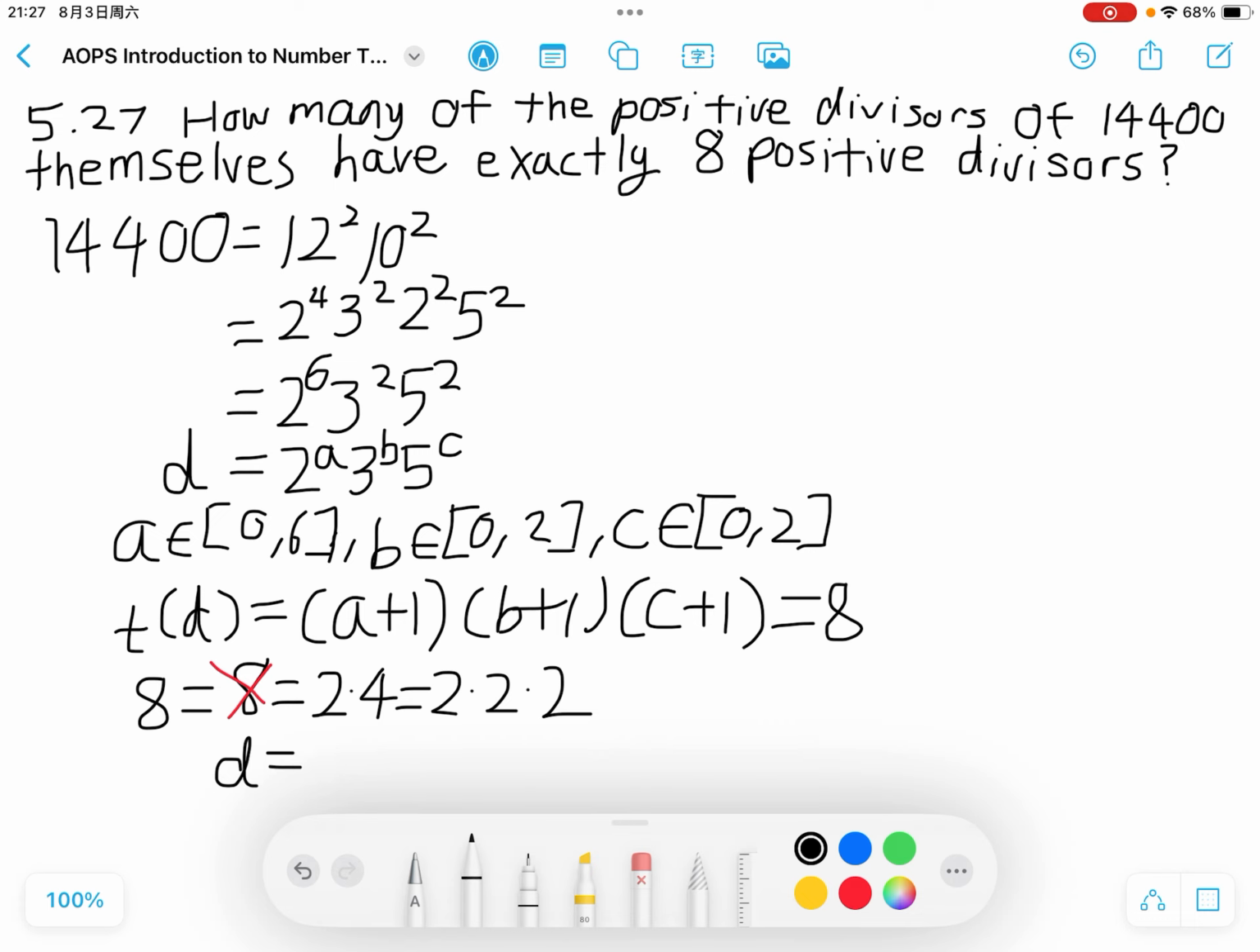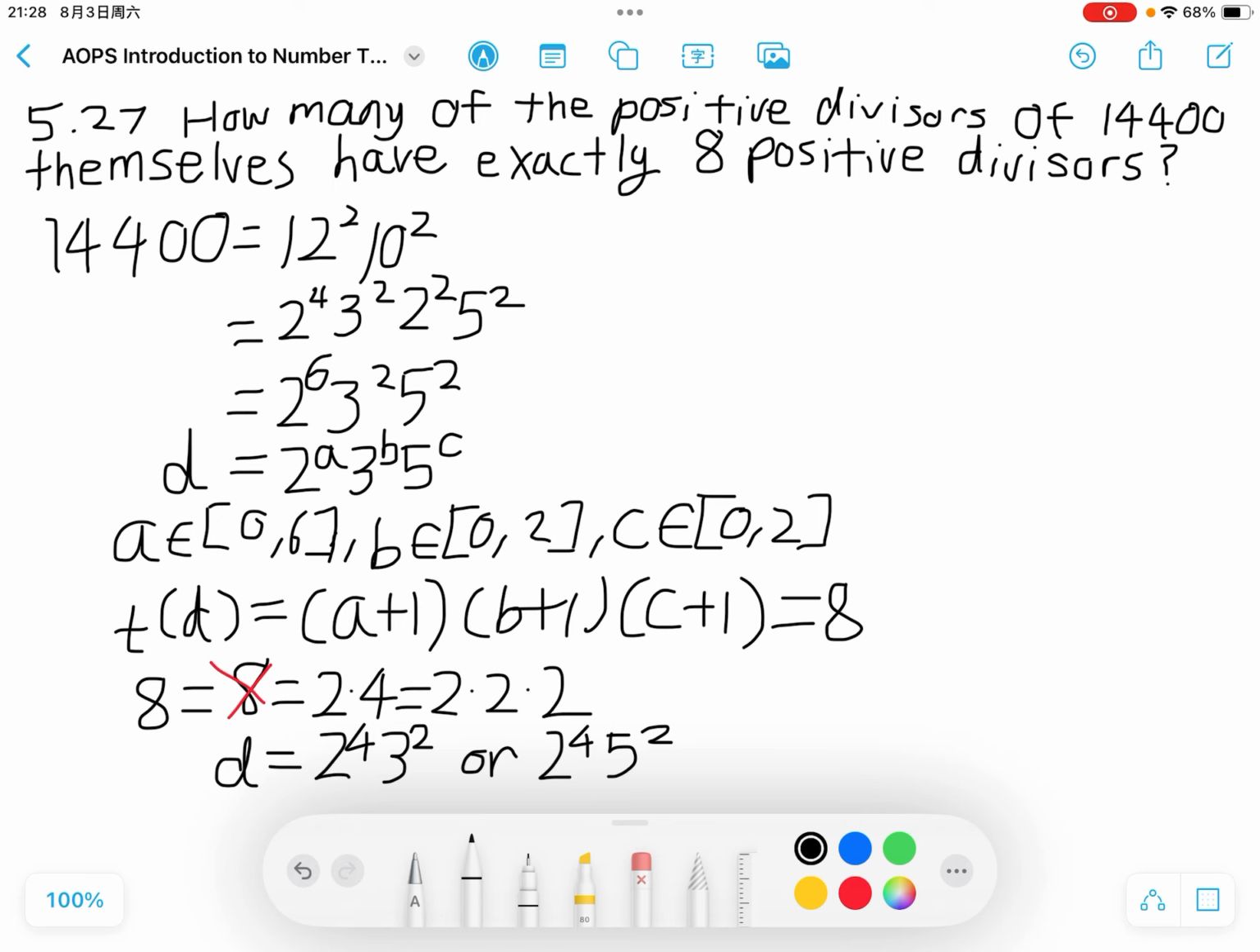So the only way you can do this 2 times 4 factorization is when we have 2 to the power of 4 times 3 to the power of 2, or we can have 2 to the power of 4 times 5 to the power of 2. In this case, A is equal to 4, and that is between 0 and 6. B or C is equal to 2, which is in range. So right now we have two divisors of 14,400 which have exactly 8 positive divisors.